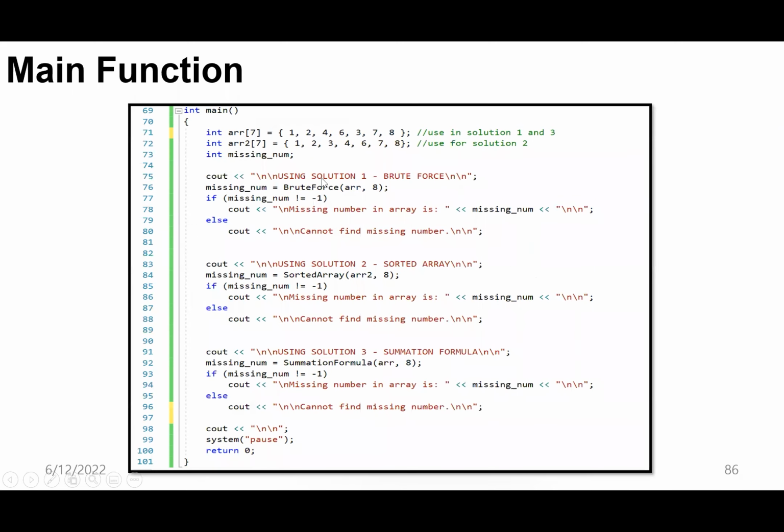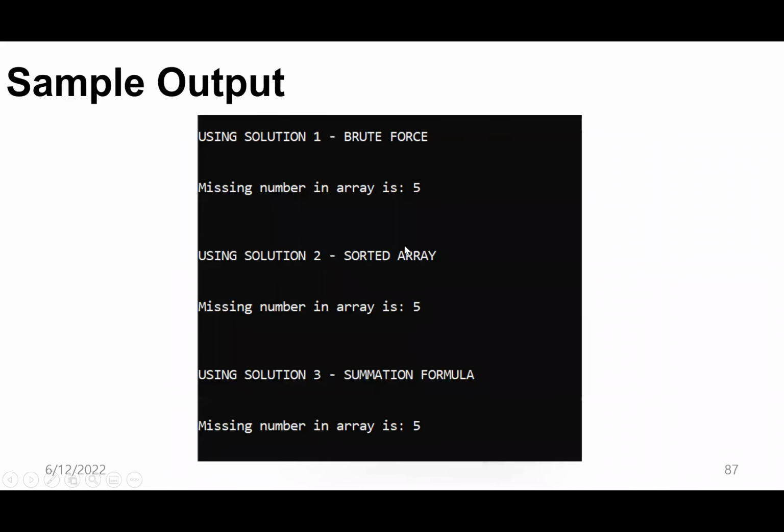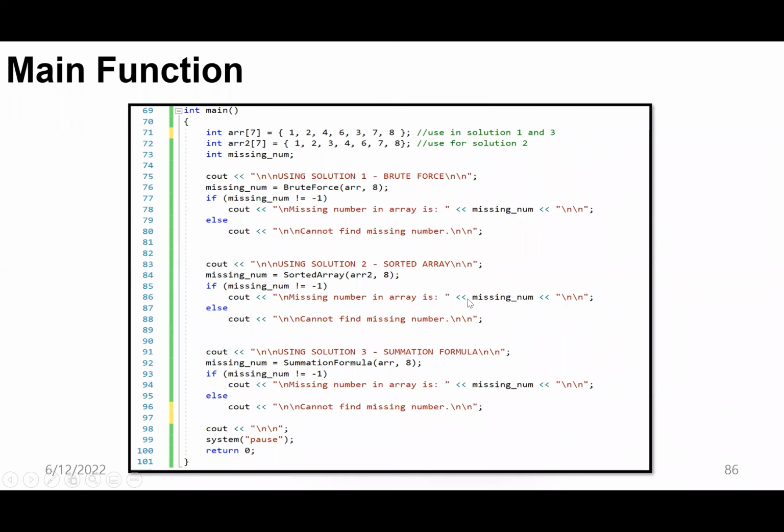This is the main function if you want to run it. Here I create another array for solution 2 because we want our array to be sorted, right? You can try where the missing number is 5. If you run it, you should get 5. But of course, you can try different values, like if the missing number is 8, or 1, or any other number. Just run the program and see whether you get it or not. Or you can make your array longer.